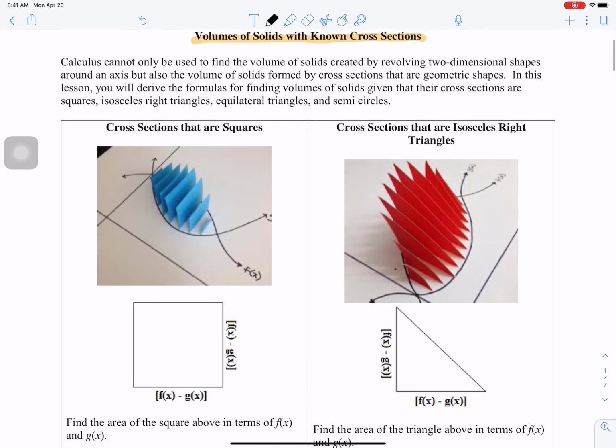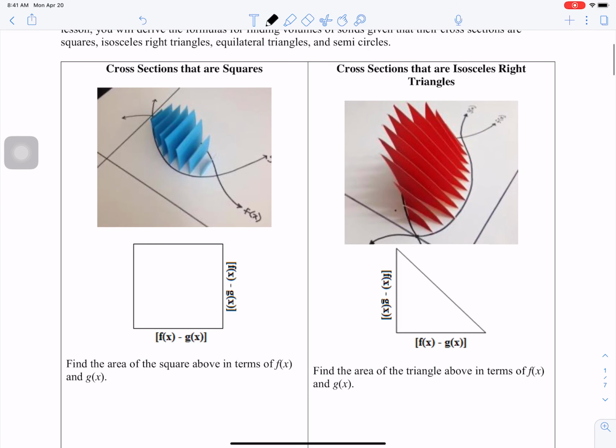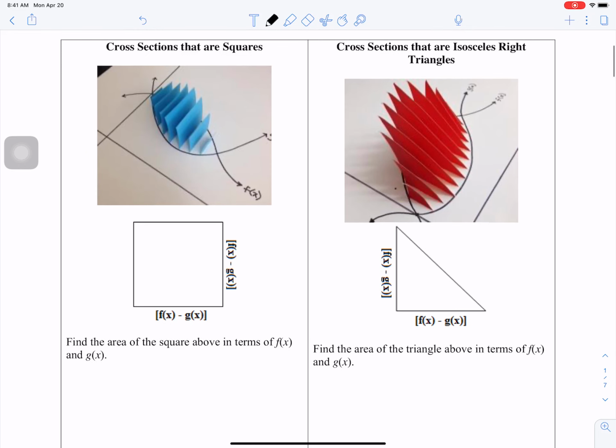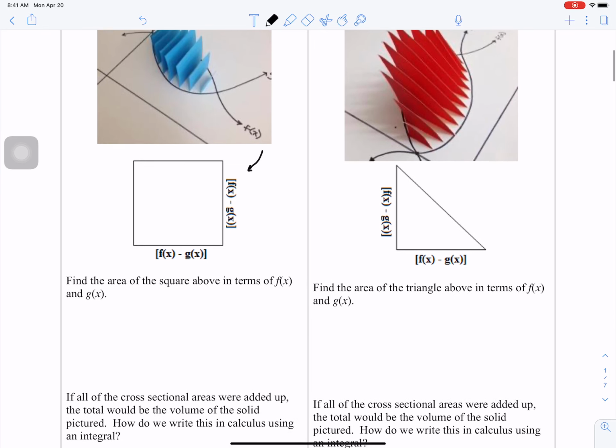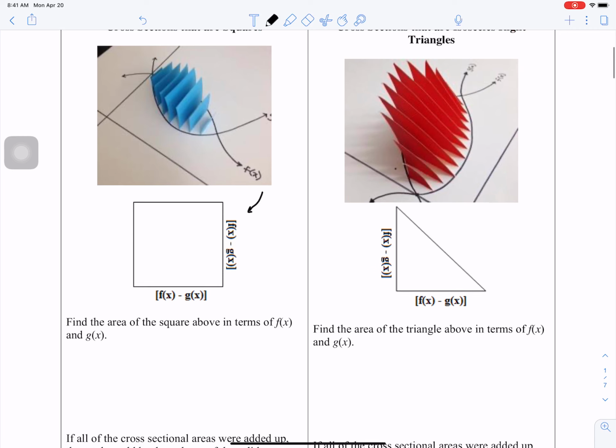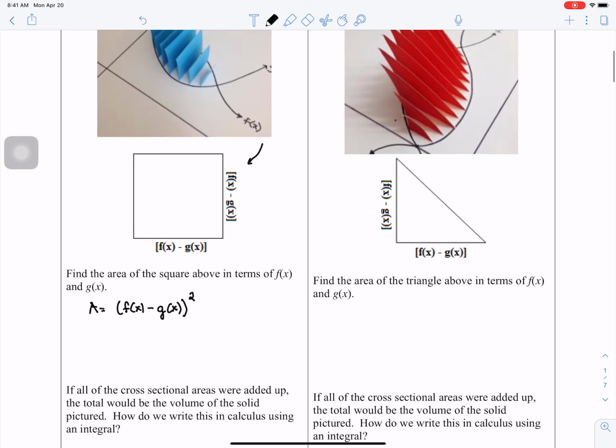So if I have a function f of x and g of x, and I'm interested in making cross sections and finding the volume of these cross sections, you notice that f of x is the top function, g of x is the bottom function. So when I'm creating a square, the base of that square is given here. Because it's a square, the height of the square is f of x minus g of x. And we want to find the area of this square. So the area would be base f of x minus g of x times the height, which is f of x minus g of x. And so therefore the area is f of x minus g of x all squared.